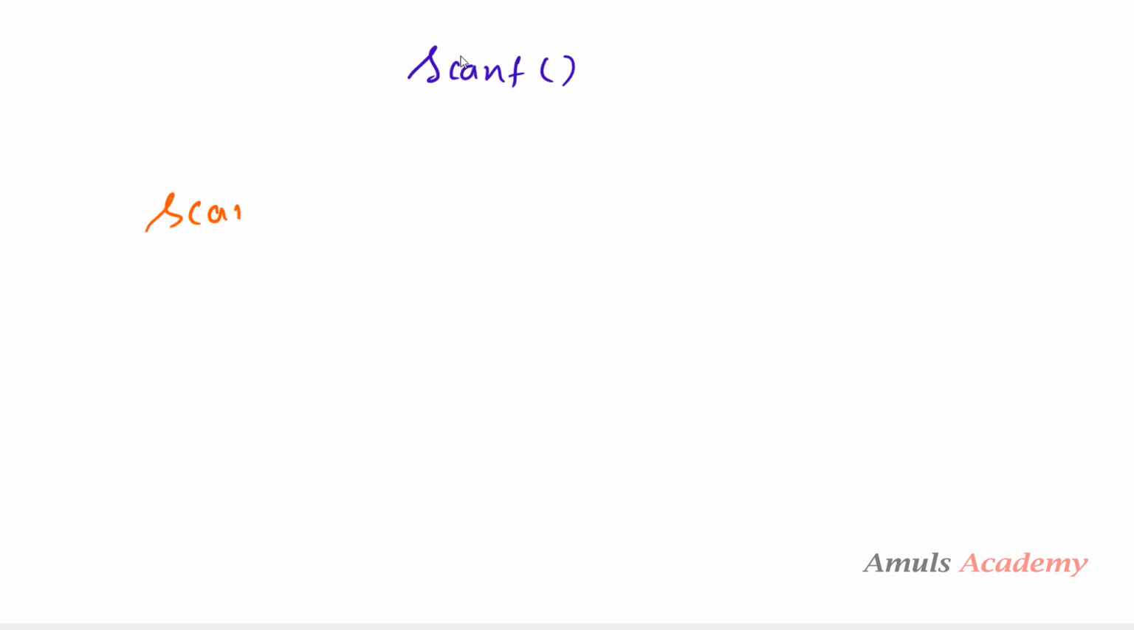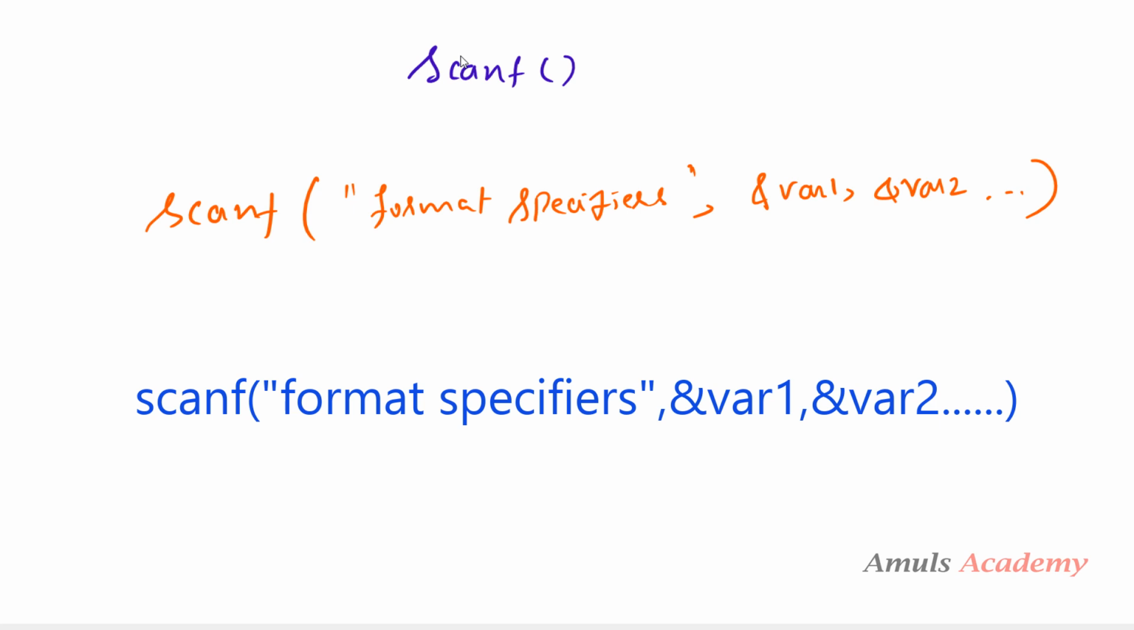We need to write scanf in lowercase letters, followed by format specifiers. Next, a comma. Here we need to mention the address of the variable. So here scanf is the function name. Next, an open parenthesis. Here we have the format specifier. We need to write the format specifier within double quotes, then a comma. Next, the ampersand symbol followed by variable 1, that is the address of variable 1, comma, address of variable 2, and here we can have multiple variables.